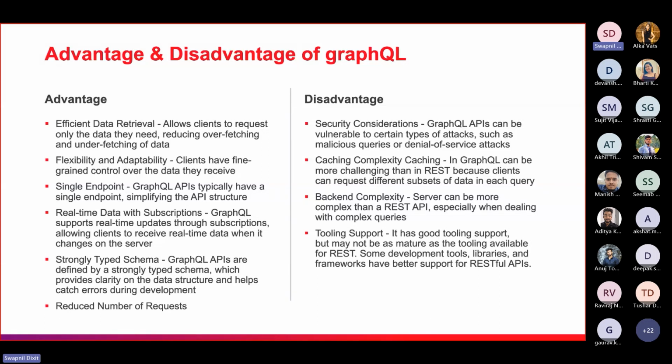Second is caching complexity. In GraphQL, it is a little complex when we go with caching because it is more challenging as compared to REST, because the client can request different subsets of data in each query. It is not predefined, or we do not define that this should be the exact structure, so it becomes a little tricky to apply caching here.